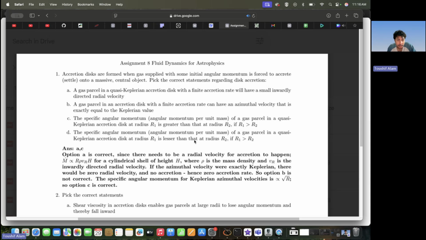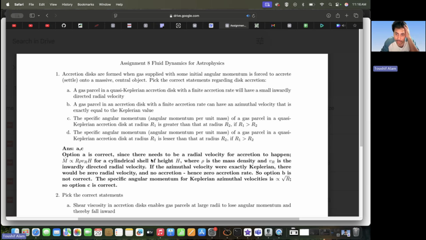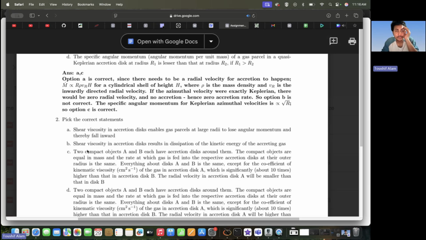So options A and C are correct. Option A is correct since there needs to be a radial velocity for accretion to happen. M dot is proportional to R rho V_R H for a cylindrical shell of height H, where rho is the mass density and V_R is the inward radial velocity. You understand that the azimuthal velocity is Keplerian. Options A and C are correct.